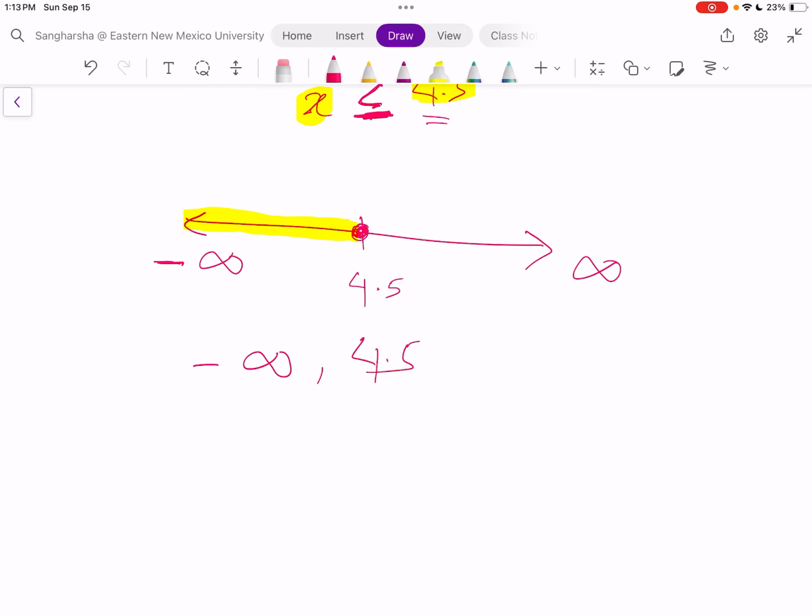We have a closed circle, which means you're going to use a bracket. With infinity, it's always a parenthesis. So if you have a closed circle, you use a bracket. If you have an open circle, parenthesis. With positive or negative infinity, it's always parenthesis. And this is our final answer.